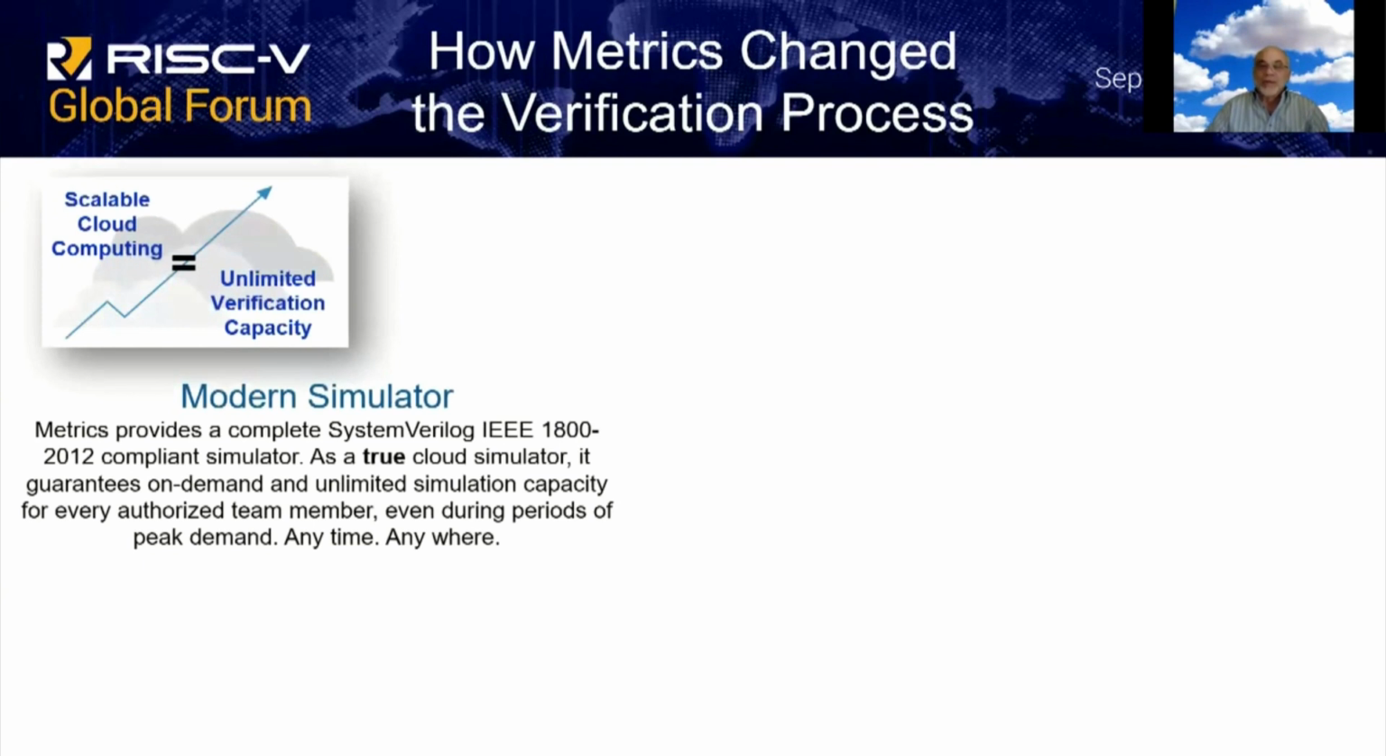So what has Metrix done to change this whole process? Well, we built our own simulator. It's a modern simulator. It's about 5 years old now. It's been on the market. It's been in production use. And it's a true cloud simulator. And what that means is it understands the resources available in the cloud, much unlike an on-premises data center where you're limited by the number of licenses, the number of VIP licenses, the number of computers you have. In the cloud, it's unlimited. There's no concept of a simulation license. It's pay for what you use.